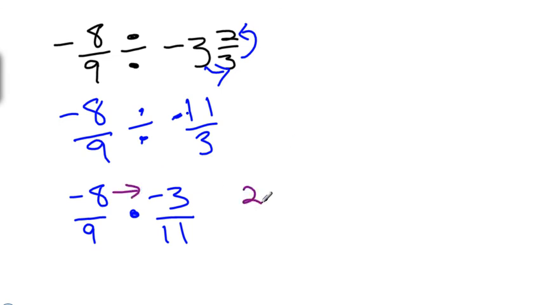8 times 3 makes 24. 9 times 11 makes 99. Negative times a negative becomes positive, so it's going to be positive 24 over 99. This is correct, but we can simplify it. We say, what can we divide both of these numbers by? Well, we can divide them both by 3. 24 divided by 3 is 8. 99 divided by 3 is 33. Okay.